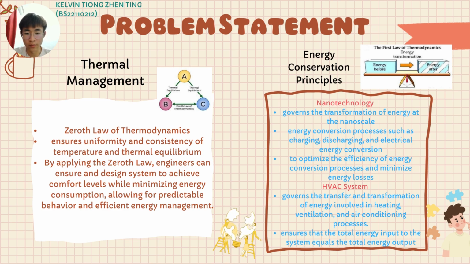Apart from nanotechnology, we have the HVAC system. In HVAC systems, the zeroth law is the foundation for establishing the concept of thermal equilibrium within a building or a space. This law ensures that different zones within a building reach a consistent temperature, providing thermal comfort for occupants. This enables the control system to maintain a uniform temperature throughout the space to prevent hot or cold spots. By applying the zeroth law in HVAC systems, engineers can design systems that efficiently distribute heat or cold air to achieve the desired comfort level while minimizing energy consumption.